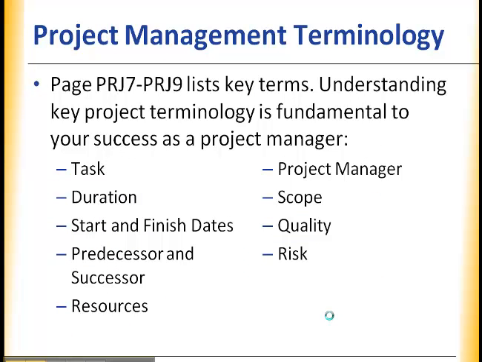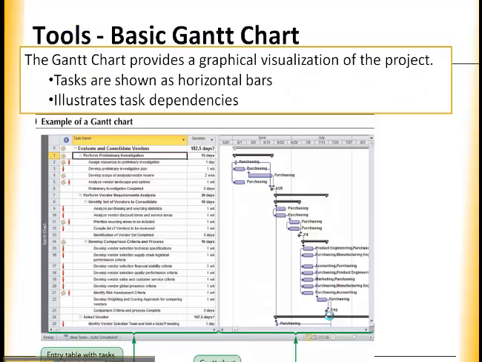In our textbooks, PRJ 7 through PRJ 9 lists some key terms. So do review these. We're going to have some quizzes, and some of these terms may be on the quiz. In addition, I have added a glossary to our module. So you can print that out and review all the many terms that are in the glossary for Tutorial 1.